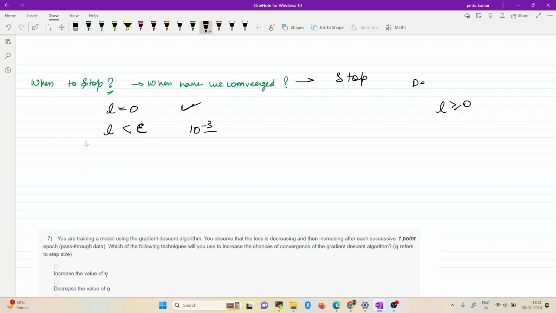Another possibility is that you have w n plus 1 and w n. If the update is very small, so you are not making a lot of progress, you are just stuck at some point, then you should stop your training at that point. Another thing is that if the difference between the loss values that you are obtaining at subsequent points is very small, then also you should stop at some point.